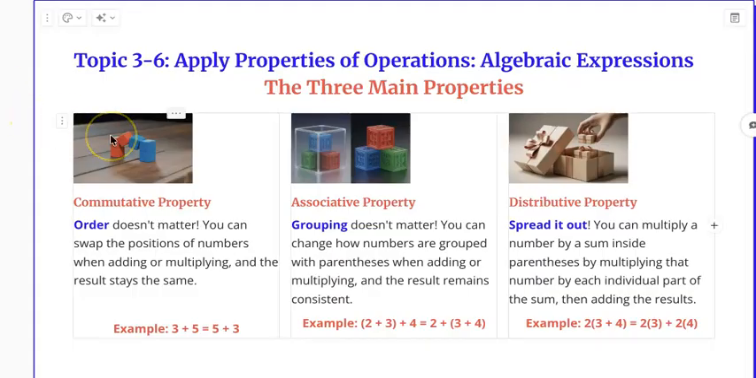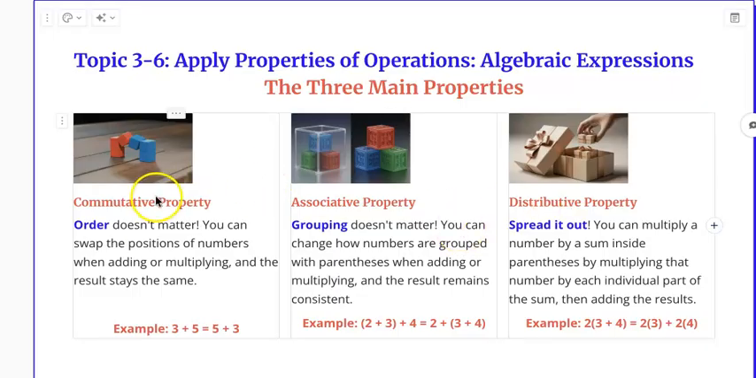On your paper, you should have paper for notes. On your paper, please write these 3 words: commutative property, associative property, distributive property. Pause the video if you need more time to write the words. And as you are writing, listen to the definition and listen to the abbreviated definition.